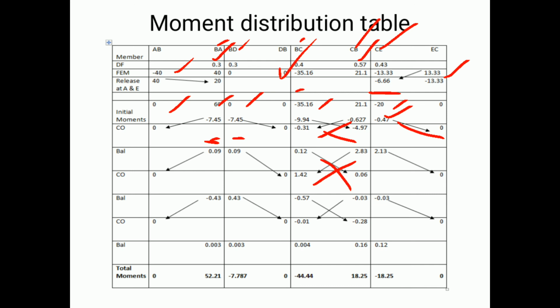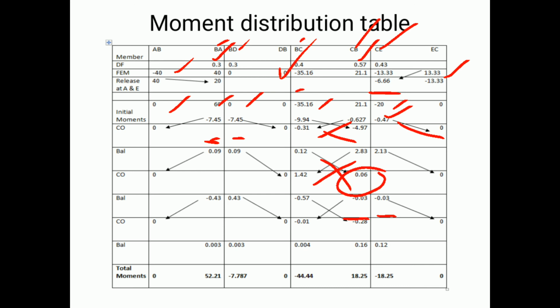So next, for CB it is 0.06, for C joint with CB and CE in concern. So 0.06 is an unbalanced moment here. So I need to distribute for CB and CE with the distribution factors of 0.57 and 0.43. So 0.06 multiplied by 0.57, I will get 0.03, and my 0.03 with a negative variation, since 0.06 is a positive value.